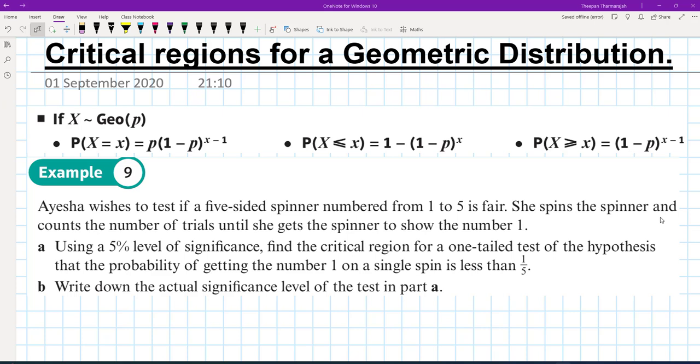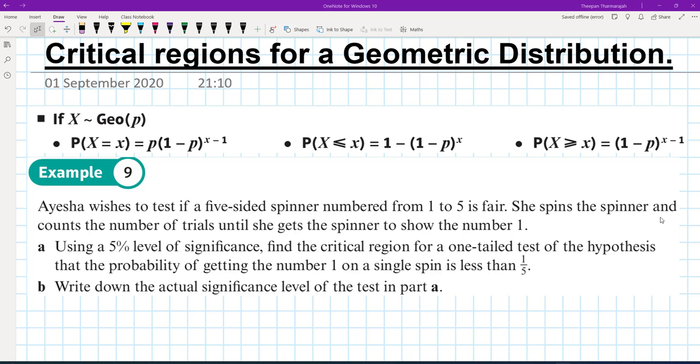In this video, we're going to look at how to calculate critical regions for a geometric distribution. So let's take an example. Aisha wishes to test if a 5-sided spinner numbered 1 to 5 is fair. She spins the spinner and counts the number of trials until she gets the spinner to show the number 1.